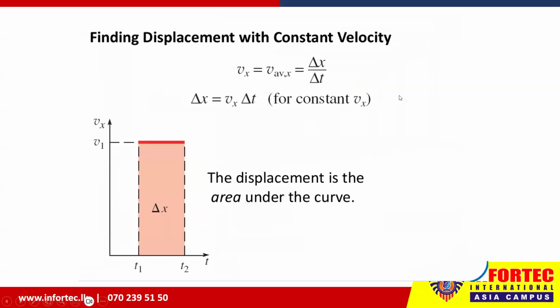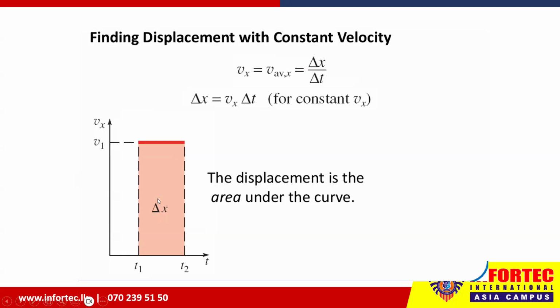And finding displacement with constant velocity: I told you that from the velocity versus time graph, we can find the total displacement as the area under the curve, right? Then you can see in the graphical representation here that this represents constant velocity graphs, right? Why am I saying constant velocity? At time t1, the velocity is v1, and as time passes to t2, the velocity is still v1, right?